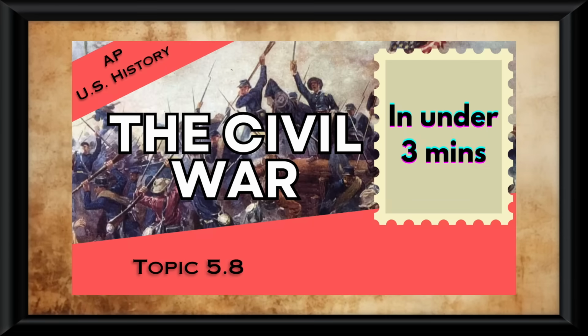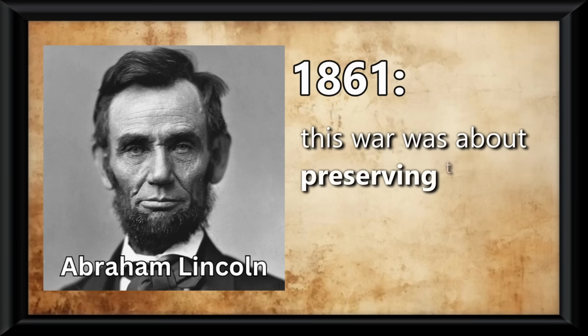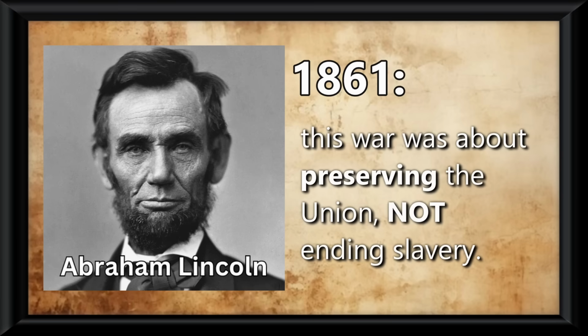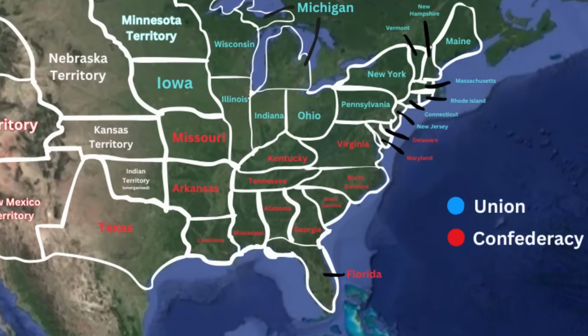We talked about all the military stuff of the Civil War. Now let's examine the political side. At first, Lincoln made it clear. This war was about preserving the Union, not ending slavery. But as the war dragged on, that changed. Let's talk about how. By 1862, Lincoln knew the war needed a new purpose.